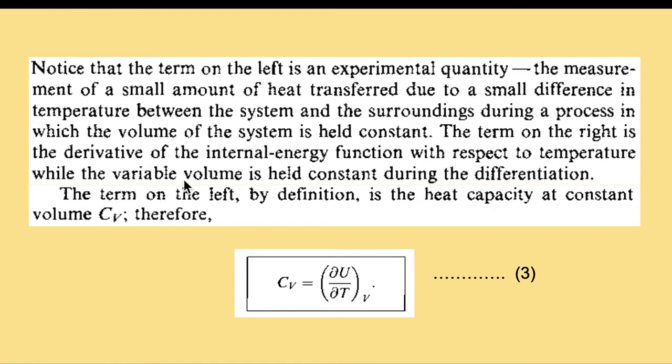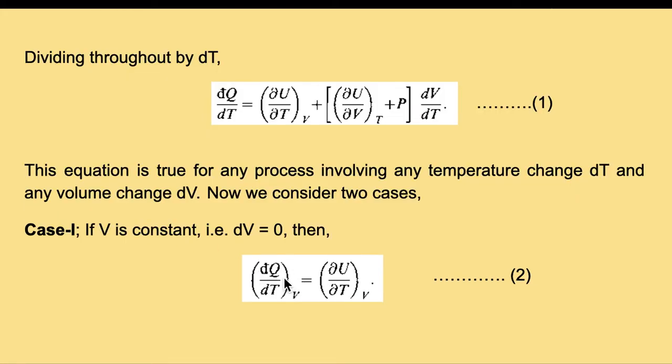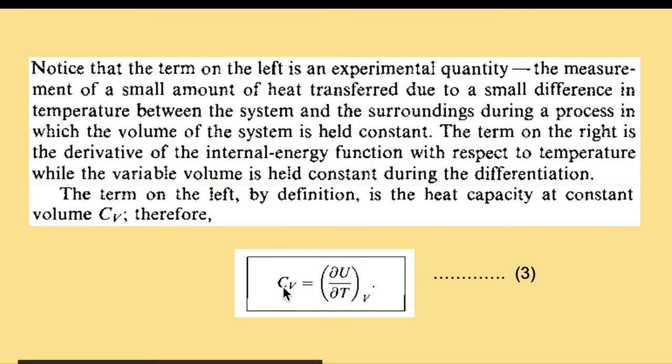And the term on the right is a derivative of the internal energy function with respect to temperature, while the variable volume is held constant during the differentiation. And the term on the left, by definition, is heat capacity at constant volume, Cv. That is, this quantity you are writing as Cv. So Cv equals dU/dT at constant volume.